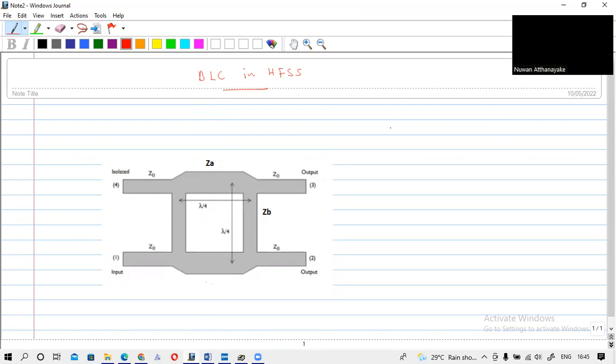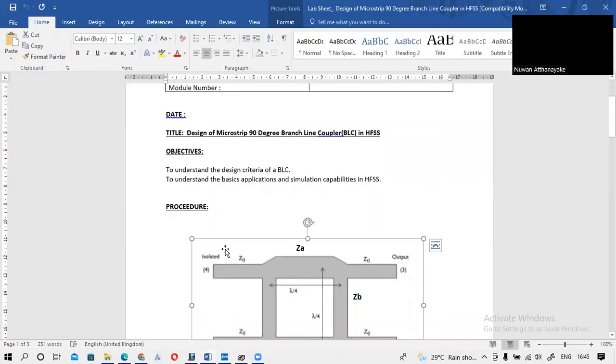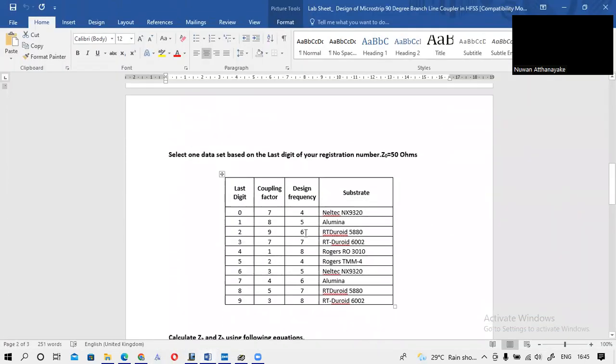Here you are given the design parameters in the lab sheet. These two are the main design parameters of a branch line coupler: coupling factor and design frequency. I will be using a coupling factor of 6 dB and a design frequency of 3 gigahertz.